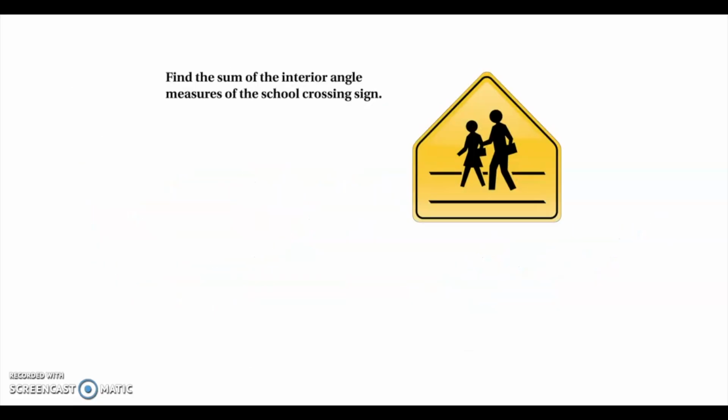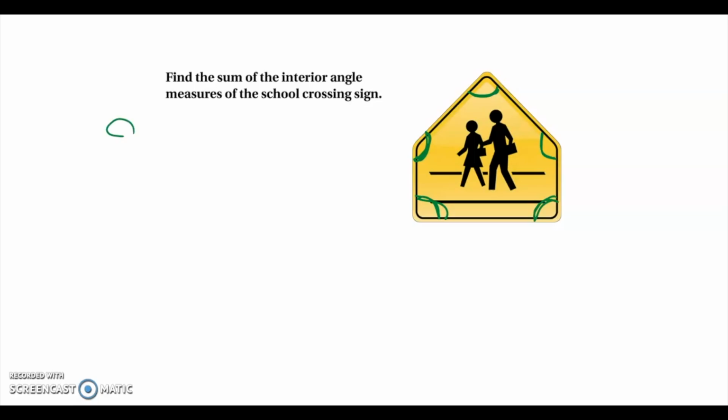Here we have a 5-sided polygon. Again, it's a closed figure, and all of the sides are straight lines. We're going to find the sum of the interior angles. So that means we're going to add up this angle plus this angle plus this angle plus this plus this. So the 5 angles we're going to add together.